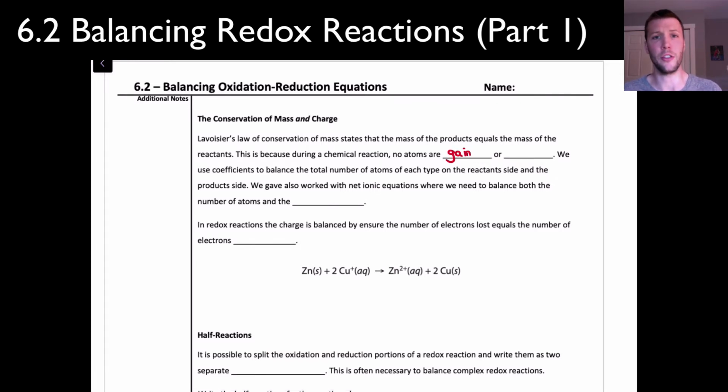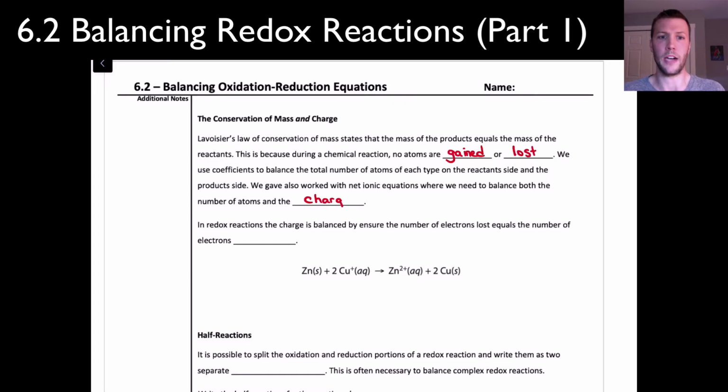We use coefficients to balance the total number of atoms of each type on the reactant side and on the product side. We've also worked with net ionic equations where we needed to balance both the number of atoms and the charge.